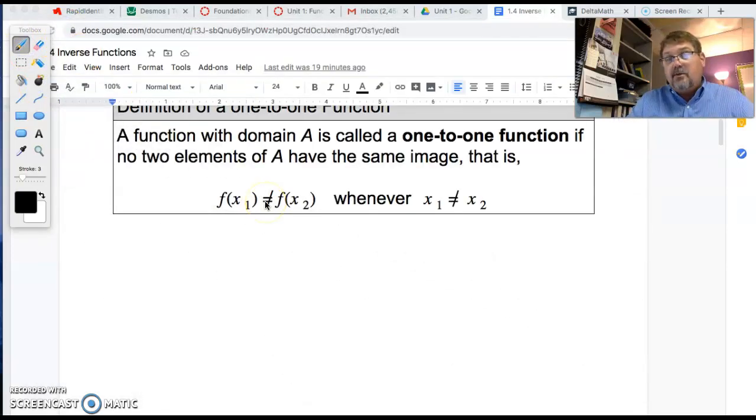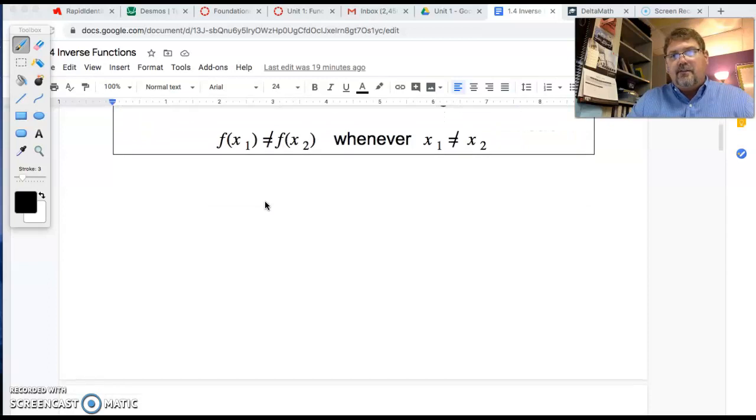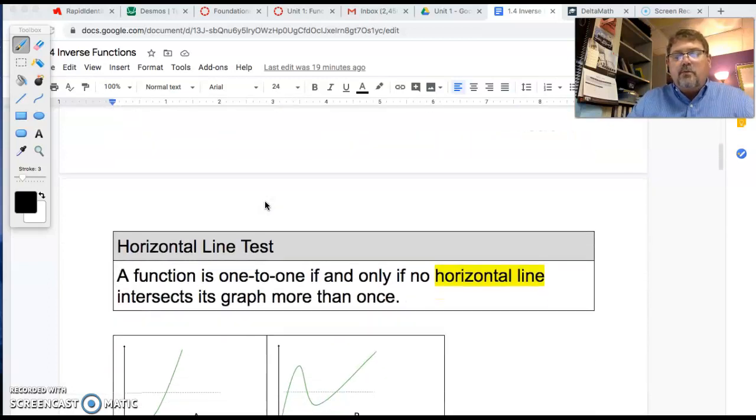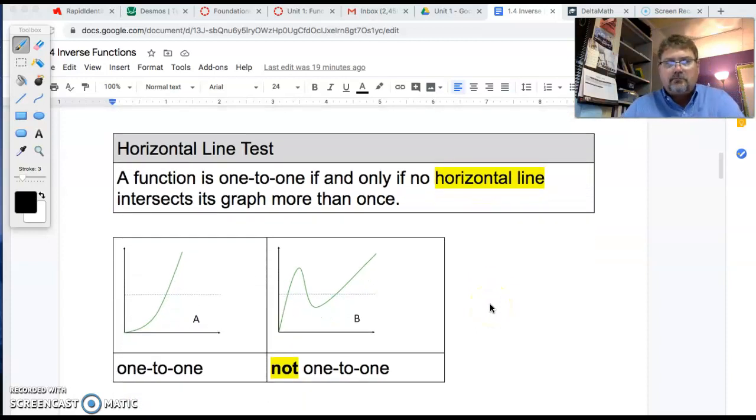So we know what it means to be one-to-one, hopefully. It just means that you can't have the same image or the same output for 2 different values of x, okay? Now, one way to test if it is one-to-one is through a graph. If you just imagine the graph of x squared, you would realize that it's a parabola, and it would not pass what they call a horizontal line test. So one way to test this: a function is one-to-one if and only if no horizontal line intersects its graph more than once.